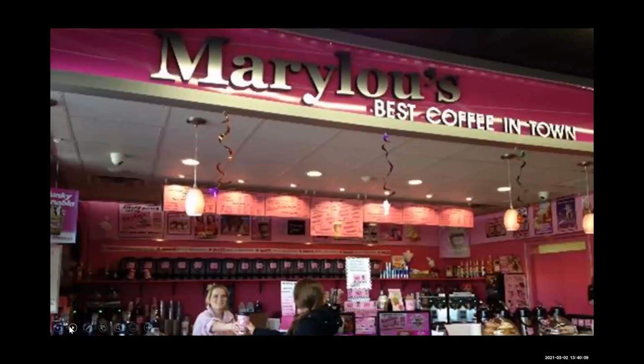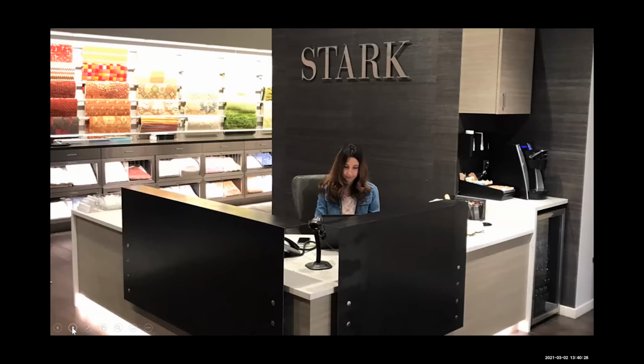The next one is a coffee shop. It's a regional chain in Massachusetts called Mary Lou. Trends differ from continent to continent. North American lines tend to have less solids than European lines, where in Europe they embrace the bold, bright solids. We see it frequently used in showrooms, as the Stark showroom in Boston.